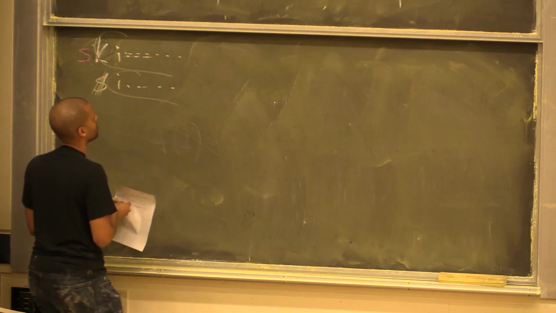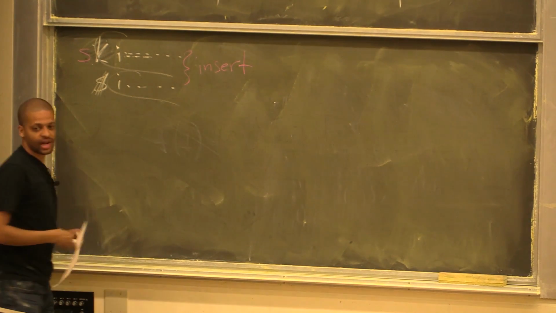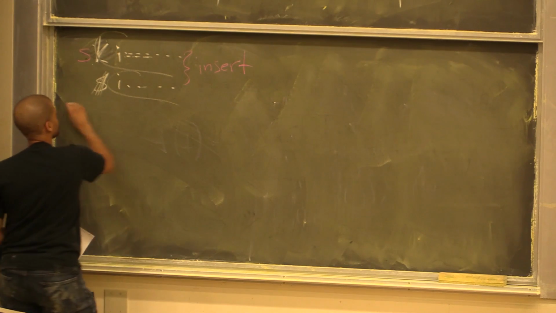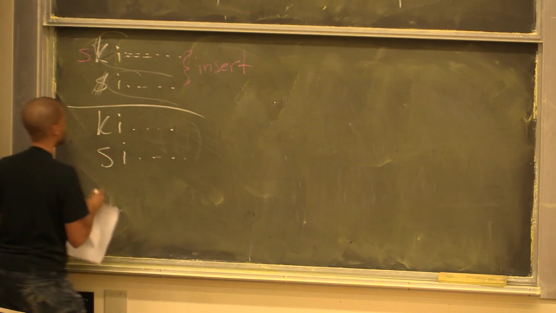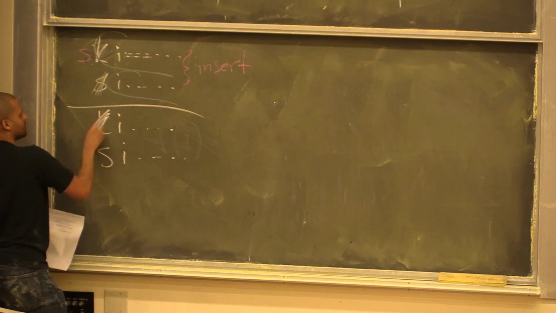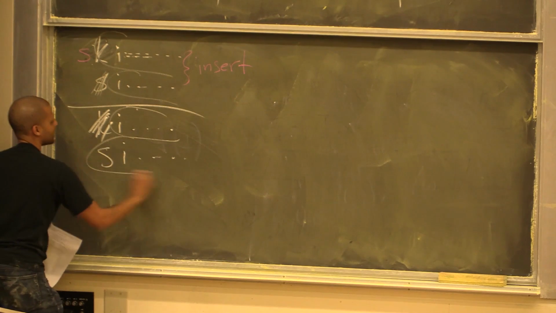So this is insert. Another option I have is I can delete the K. If I delete the K, then I recursively have to make this match with this.